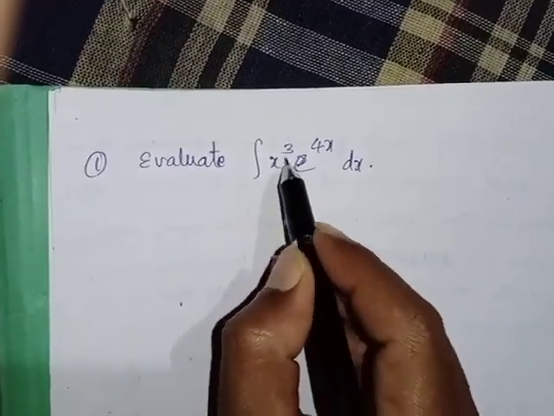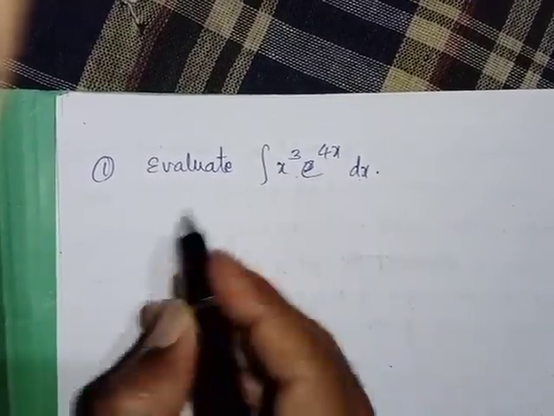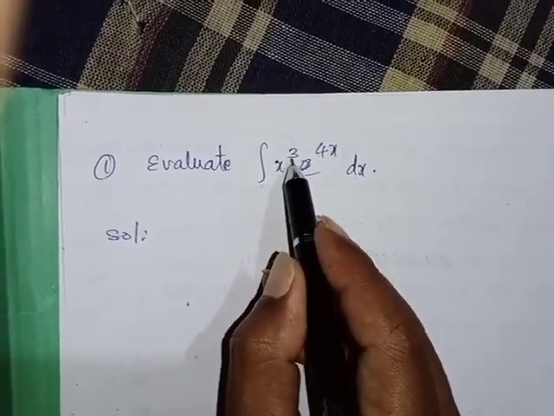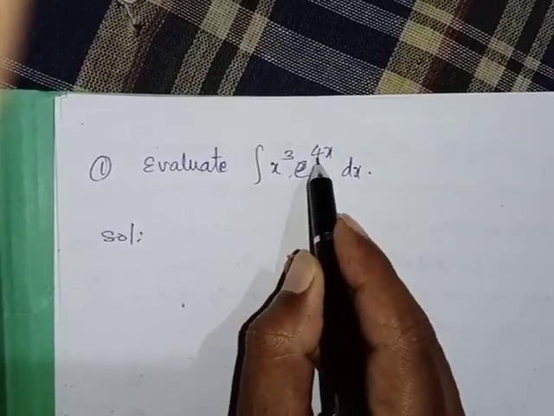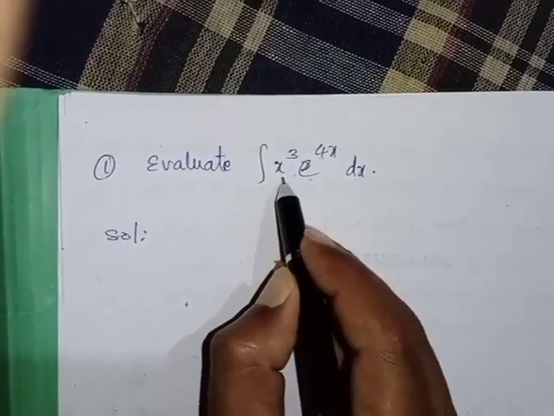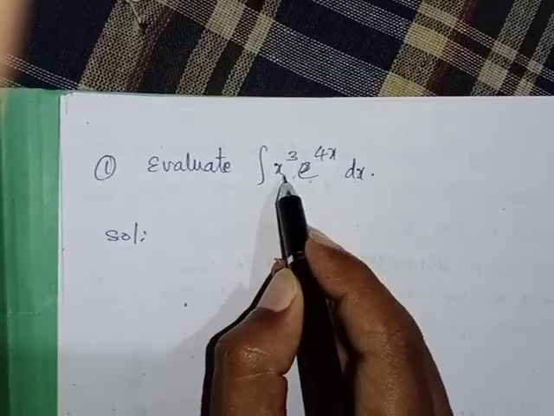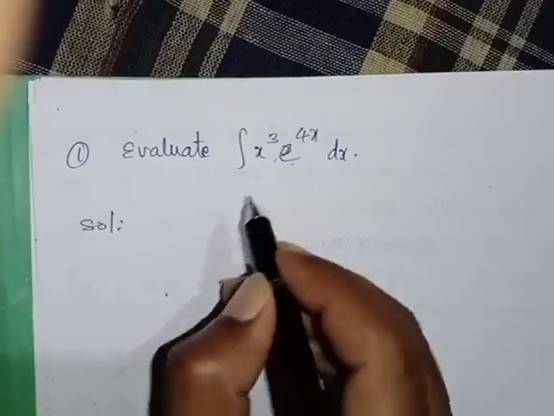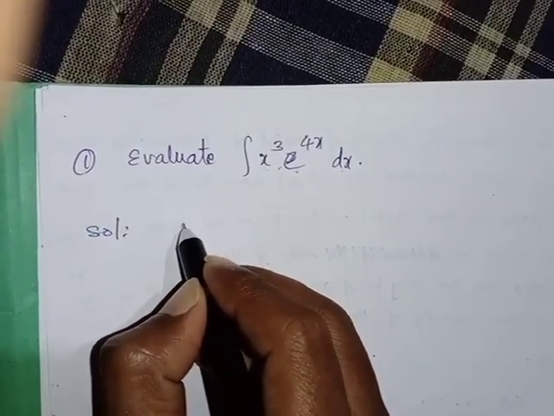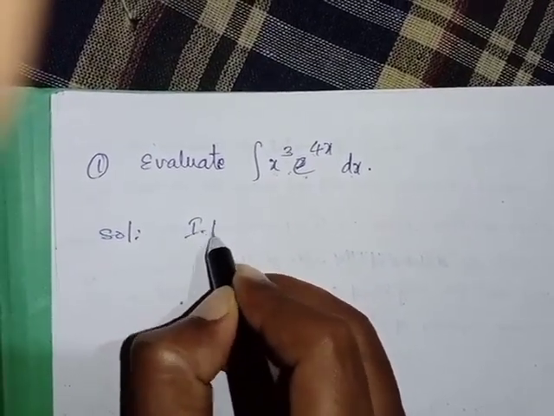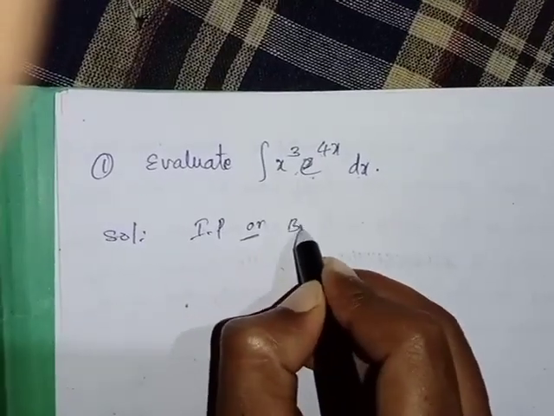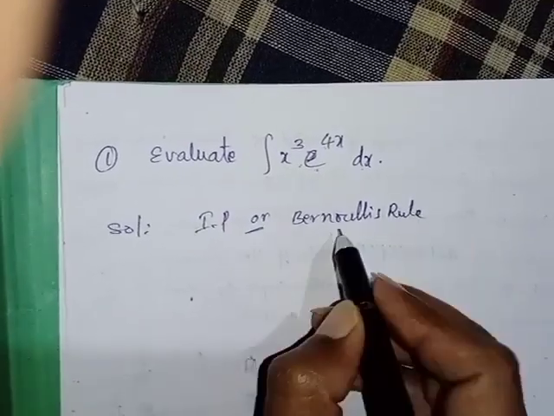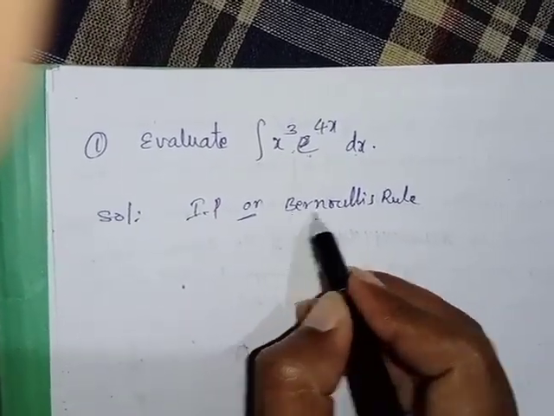Evaluate the integral of x cube into e power 4x dx. Solution. If you observe the question, x power 3 into e power 4x, these are two different types of functions that are in multiplication and it has an integral. So in this case we have to apply integration by parts or Bernoulli's rule. See, it is easy to apply Bernoulli's rule.